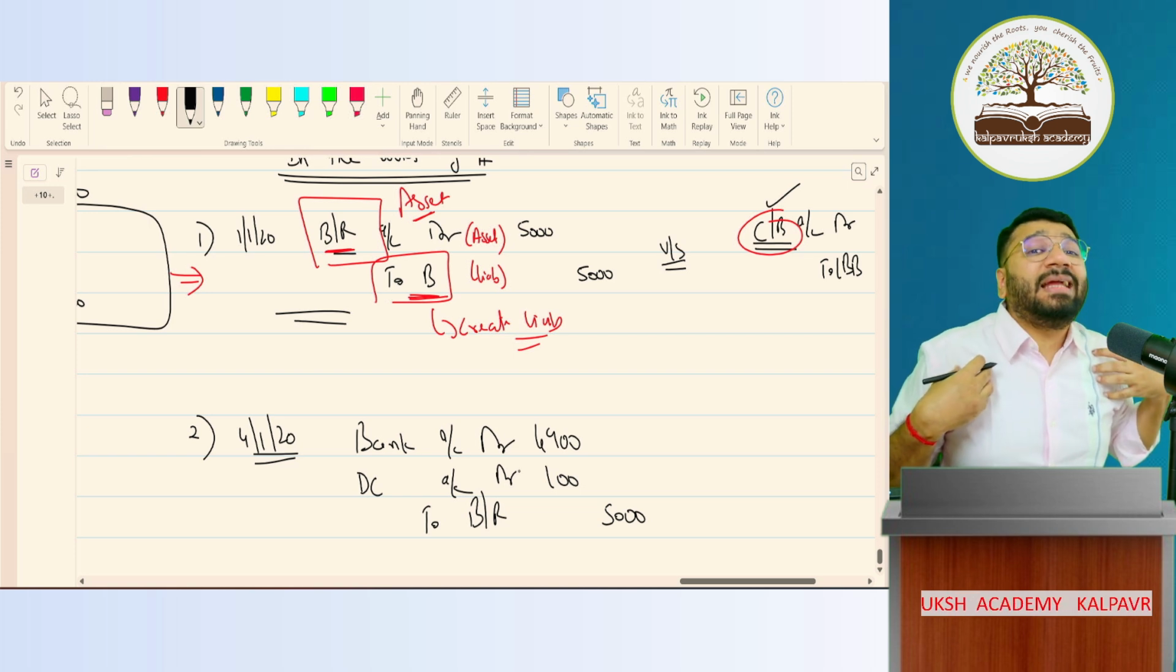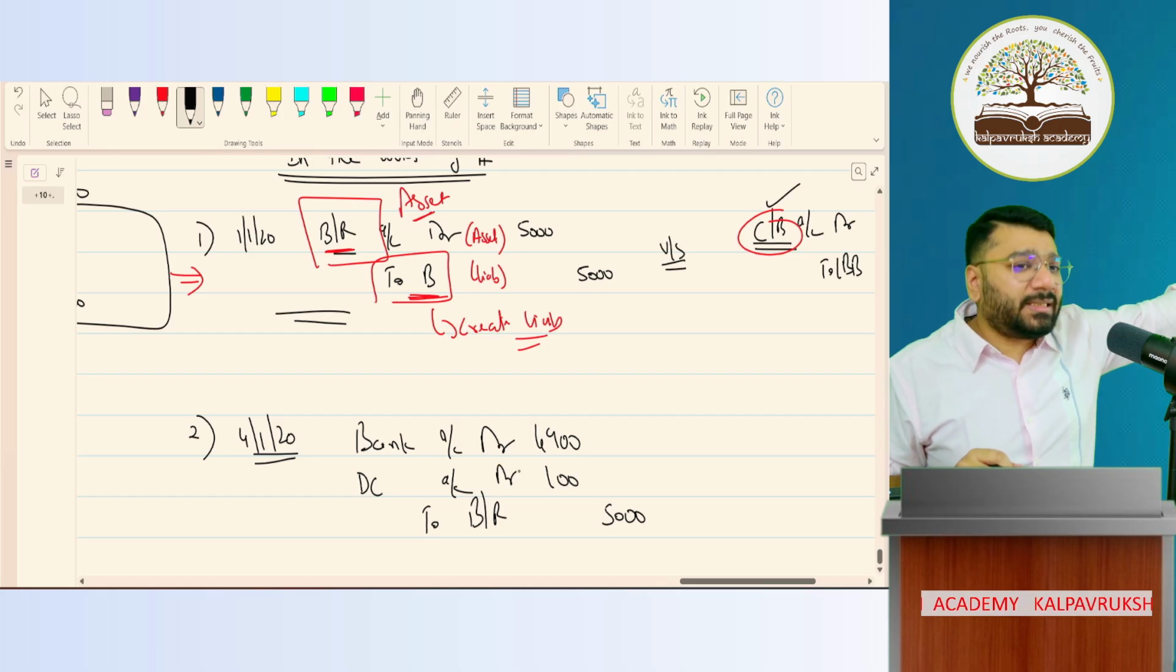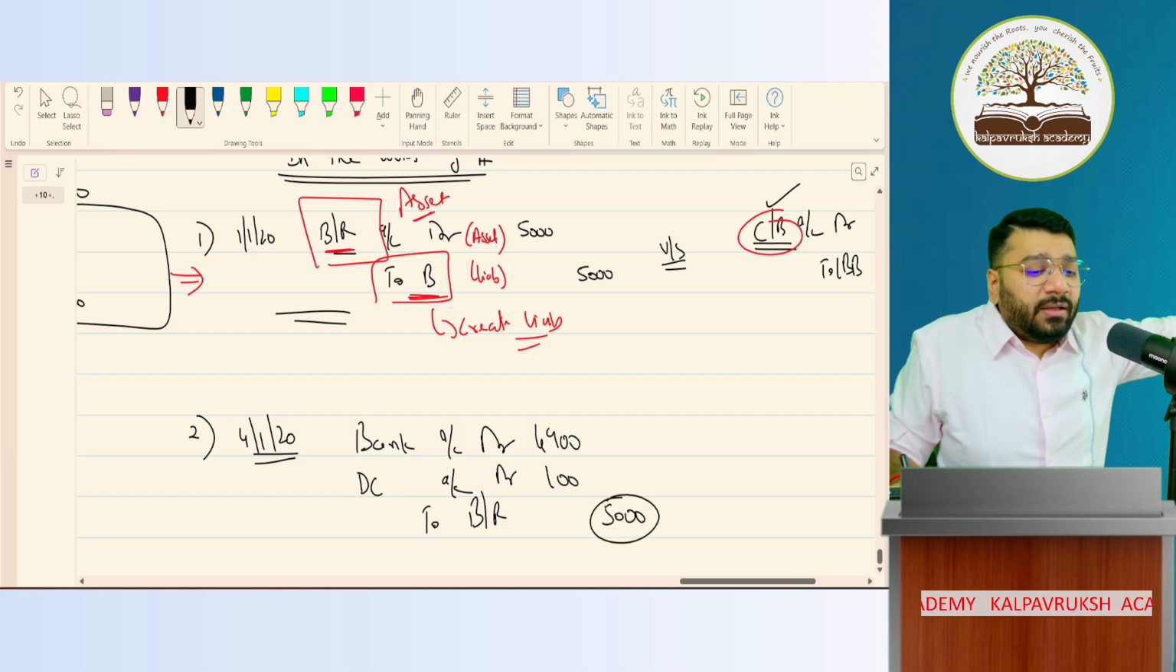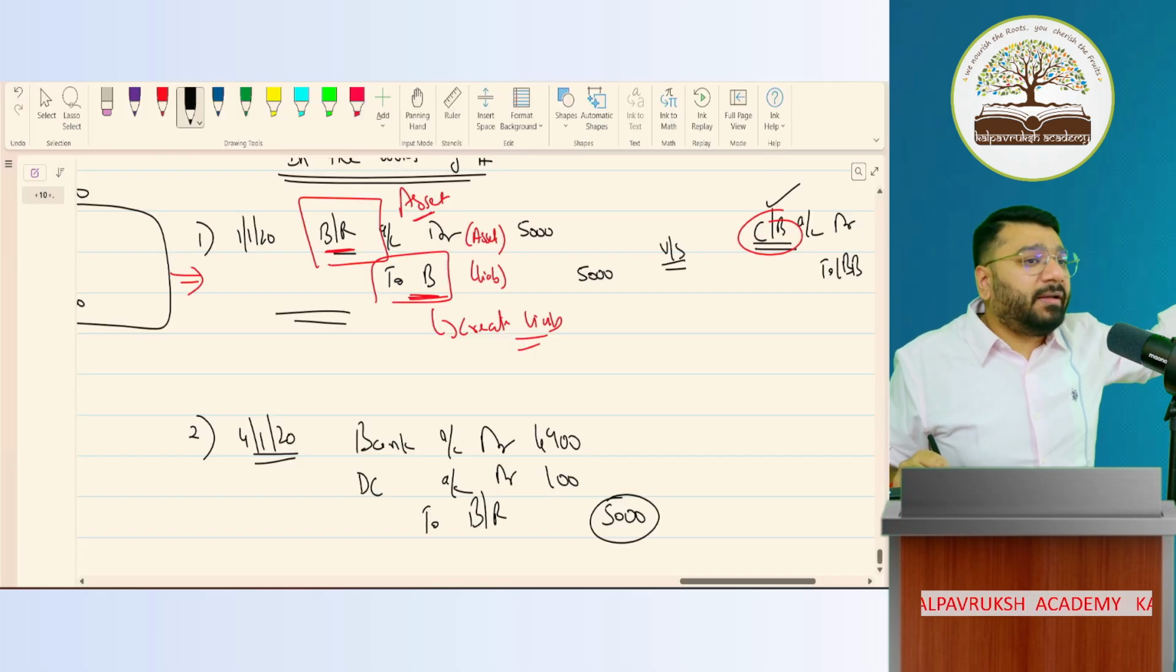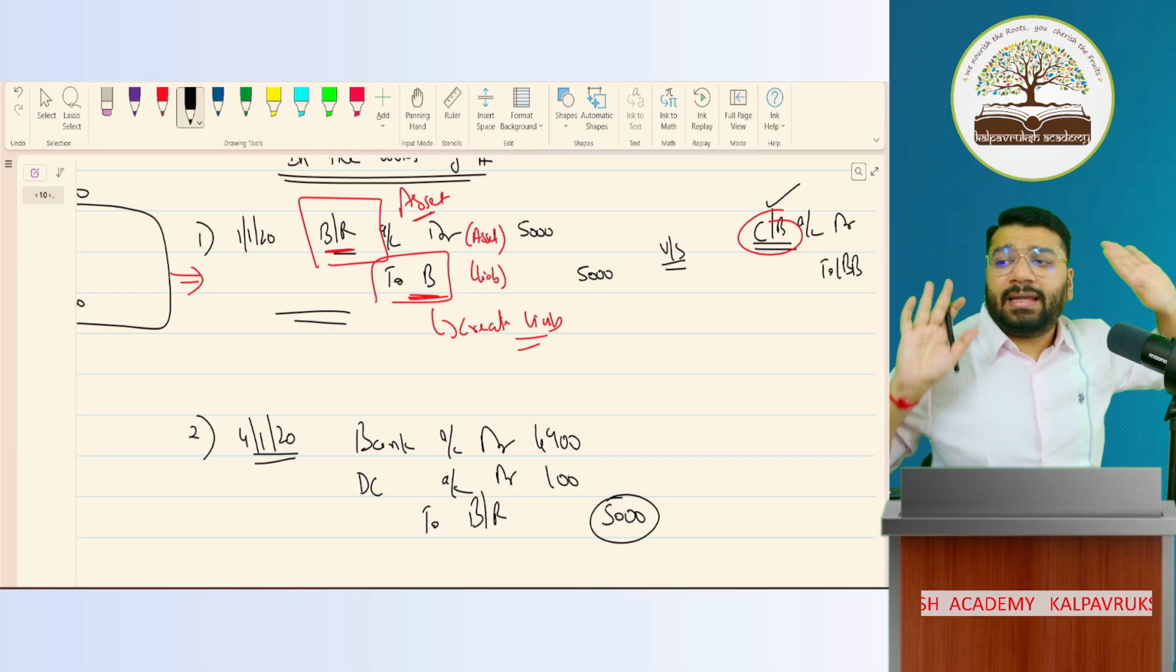So we have to suffer the interest. Discounting charges is nothing but interest. I'm enjoying the 5,000 for 3 months, so for enjoying this money I have to pay interest, but we don't use the word interest here. We use the word discounting charges. It is nothing but interest expenditure only.